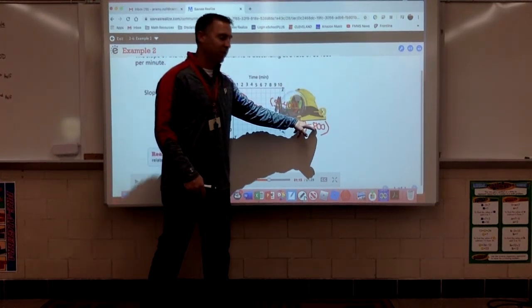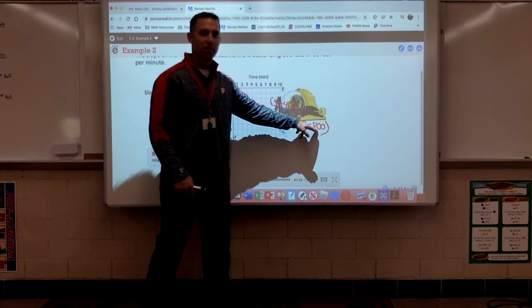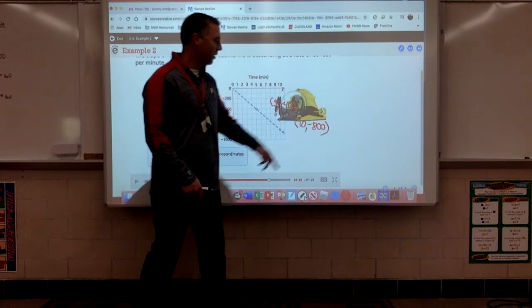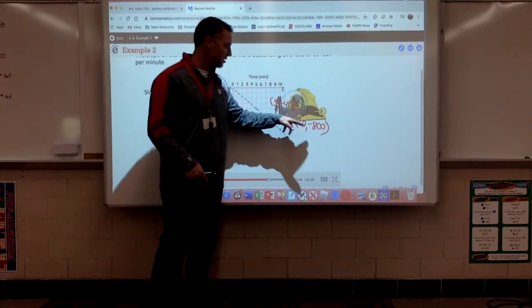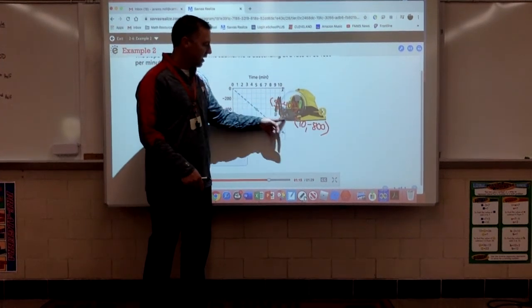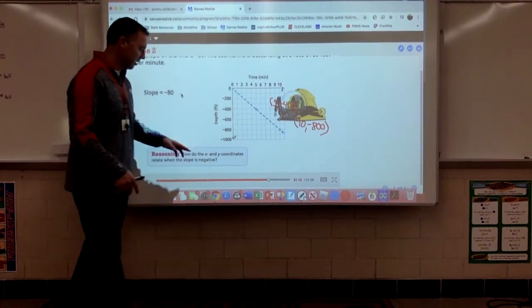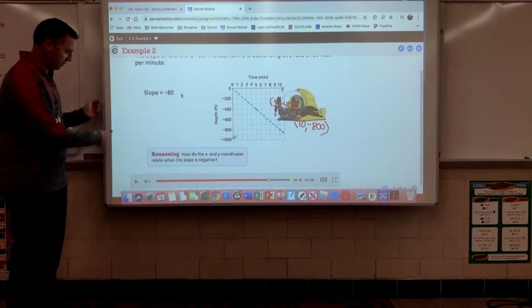No, you think like a 5th grader. The farther you get away from 0, the smaller your number gets. Oh, I got it. It's backwards. As the x values increase, the y values decrease when you're talking about negative slope. Okay, that makes sense.